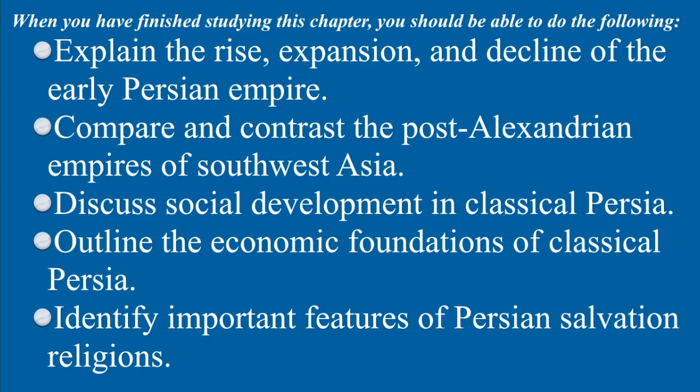Next, discuss social development in classical Persia. How did society evolve during this time? How was it structured? Outline the economic foundations of classical Persia. How was money set up? How were taxes set up? How was trade set up and used within those empires? And finally, identify important features of Persian salvation religions. How did, for example, Zoroastrianism, which believed in a salvation or an afterlife, set itself up? We'll see this similar style of salvation religions coming up in this area of the world over the next few chapters we're going to be studying.